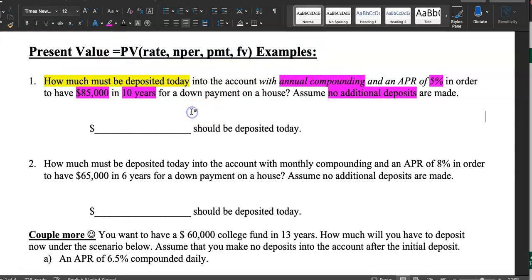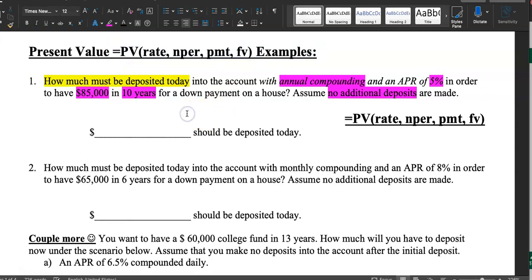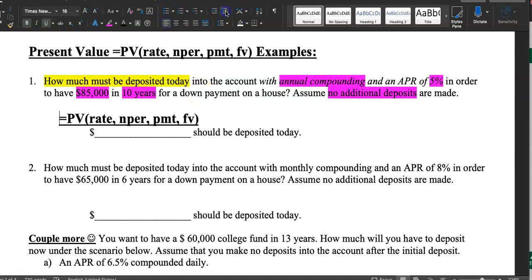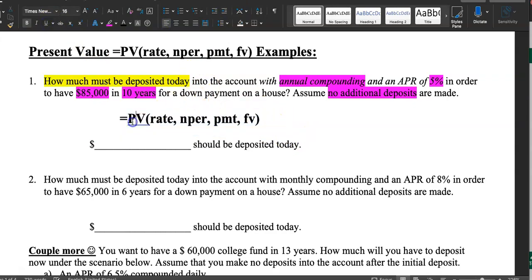And then I will take a screenshot and I'll show you how I'm typing those in Excel too. So this is a function that I'm going to use, and you know why I'm using the present value function, right? I'm using the present value function because of the yellow highlighted part. The yellow highlighted part is telling me how much must be deposited today, right? That's asking for the present value.